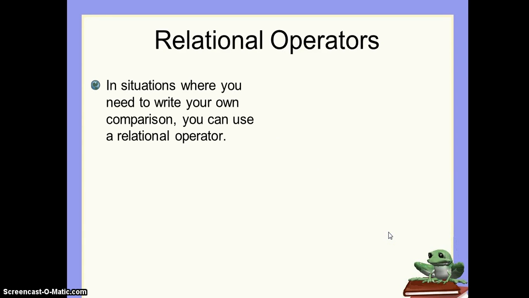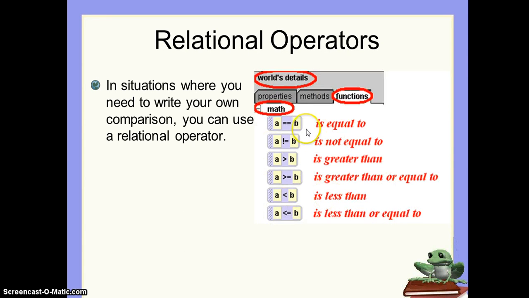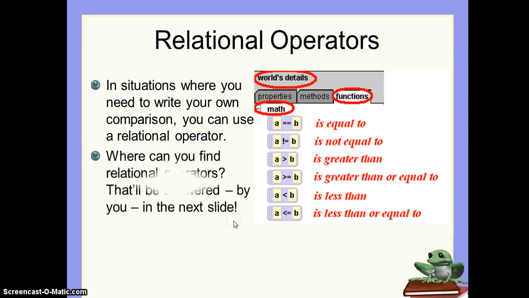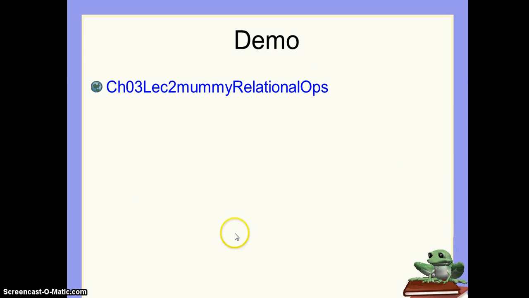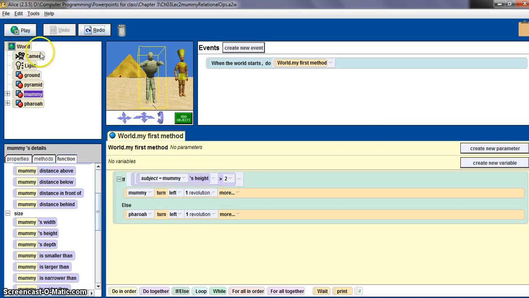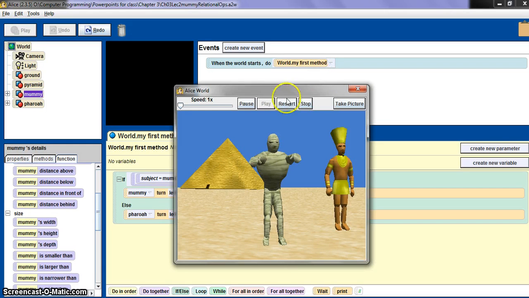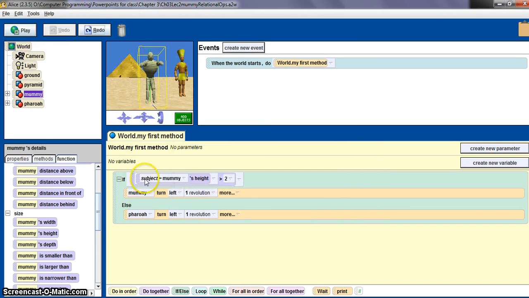It's math. All right, so you can use these equalities and inequalities. And they are under the world. So, you know, world is always one of your objects. And if you go to the functions for a world, you will see this. It's very exciting. All right. So let me show you by doing this example. Okay, I could play it. It's not terribly exciting. All that it's saying is that if the mummy is greater than 2, then the mummy will turn. So obviously the mummy is greater than 2. And frankly, I don't know what the units are, but let's just assume they're meters because that's what all the units should be.